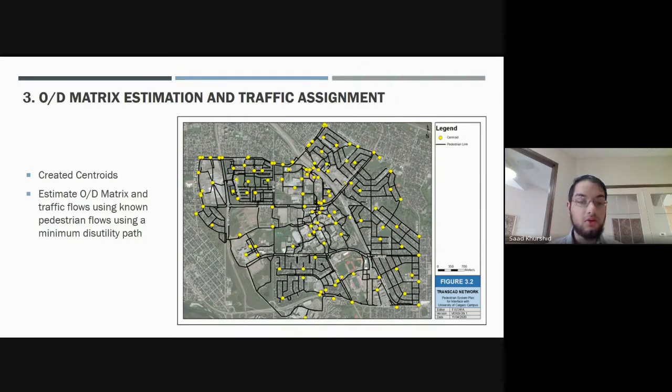Once we created the centroids, using the TRANSCAD origin destination matrix estimation process, which is basically an algorithm, we estimated an origin destination matrix, and from the origin destination matrix, we assigned pedestrian traffic flows for every link in our system. This is a really big step because normally it's not easy to tell how much traffic flow there is anywhere without doing a traffic count. So this is a really cool way of estimating.